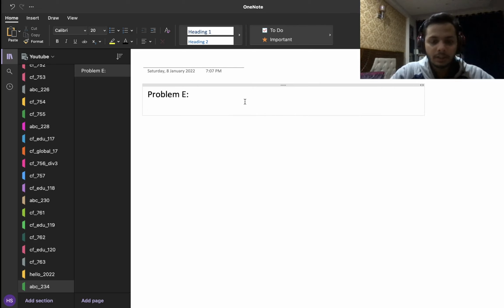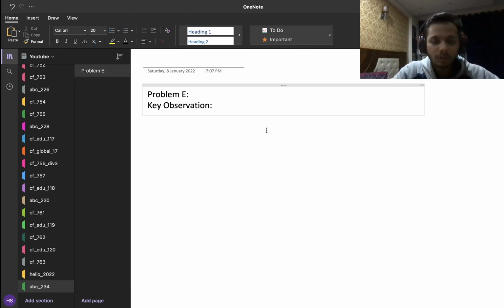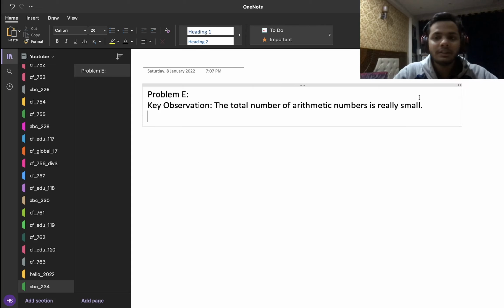So let's make a key observation here. The key observation in this problem is that the total number of arithmetic numbers is really small. Well, really small is just a way of saying, but we need to be exact, right? We need to be sure that if we generate all the numbers, we won't TLE.